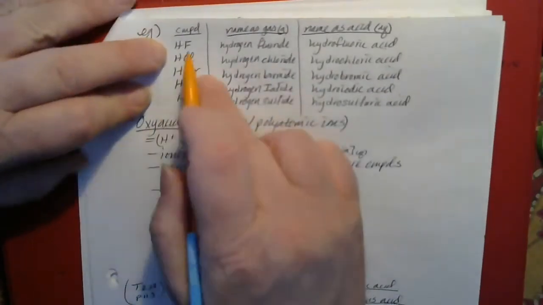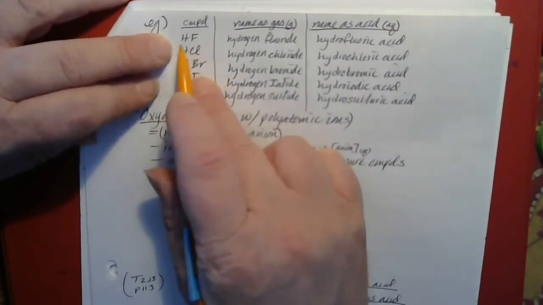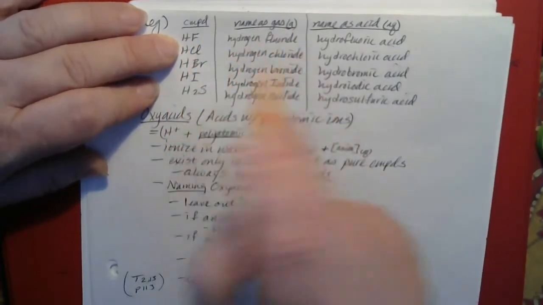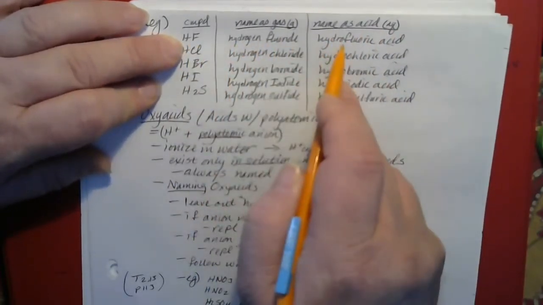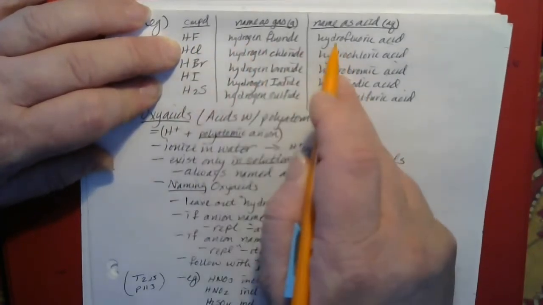So for instance, the compound HF. You've got hydrogen followed by a nonmetal, so that's going to be an acid if you dissolve it in water. But if it's the pure compound, it'll be a gas and you'll name it as an ionic compound. So as the pure compound, you would call this hydrogen fluoride. But as an acid, dissolved in water, you would take hydrogen and make it hydro, and fluoride becomes fluoric, and it's all one word, followed by acid. So HF as a gas is hydrogen fluoride. HF aqueous, dissolved in water, is hydrofluoric acid.